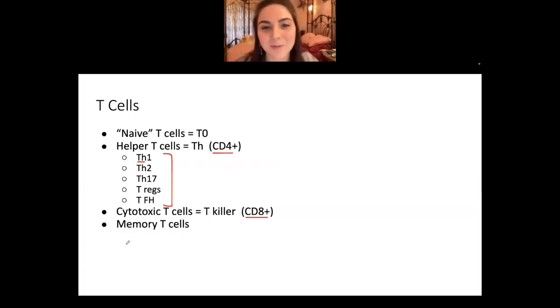This is why I said it gets a little more complicated than B cells, because for B cells, there's one B cell, and then there's memory and effectors. There are the plasma cells, right? We have all these subtypes.